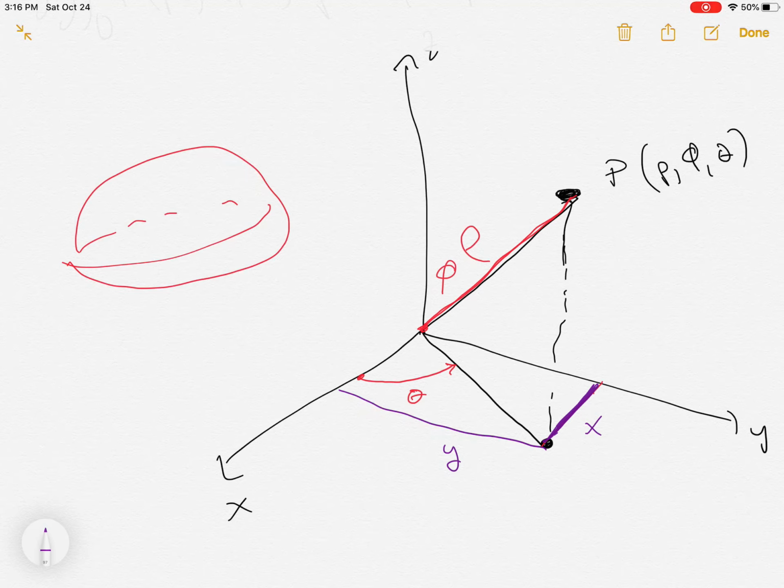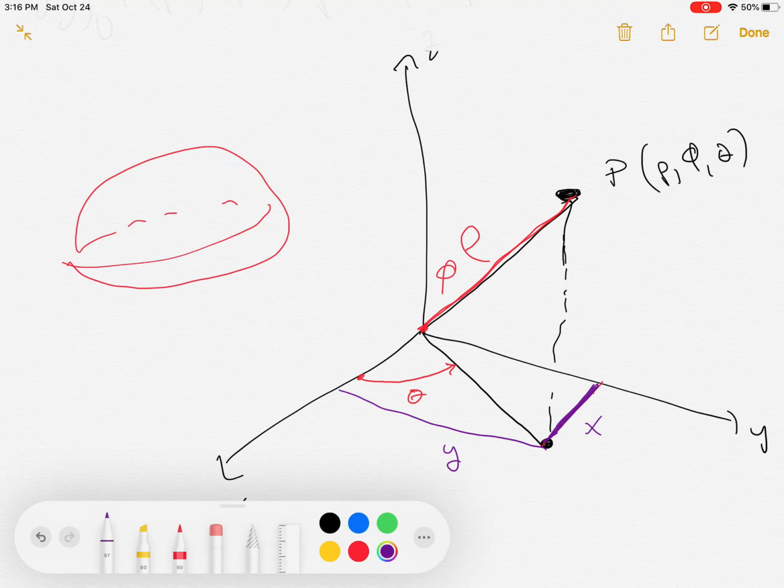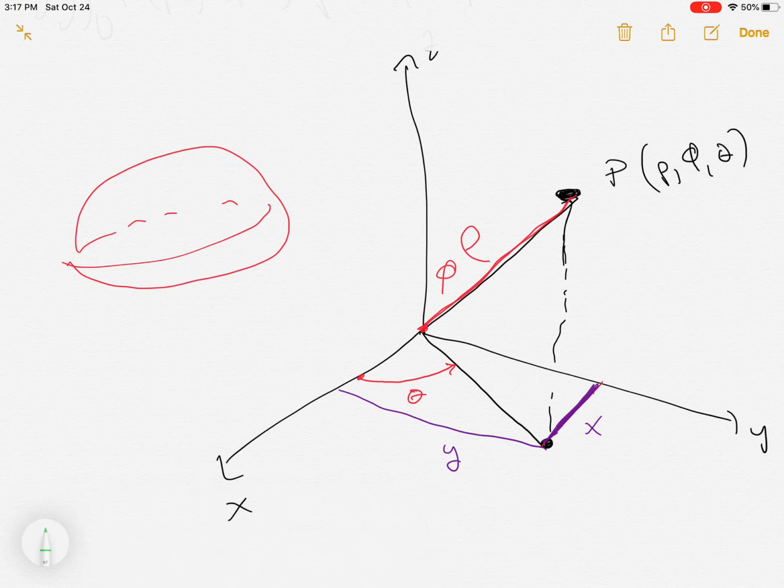Okay. Now check this out. Now we're going to juxtapose all three of these together. If we're working in cylindrical coordinates, this distance was r along here. Right? This distance is z. The angle theta is the same in both cylindrical and spherical coordinates, so that's nice.